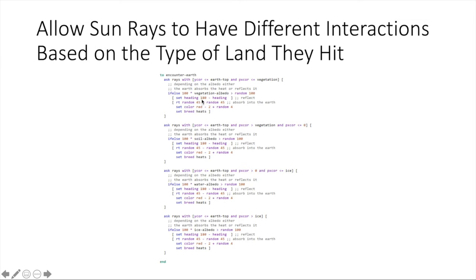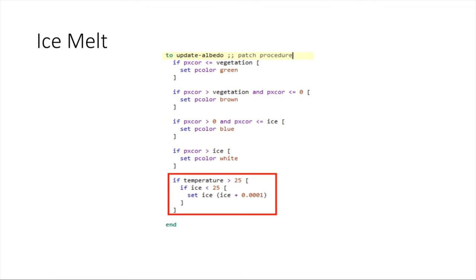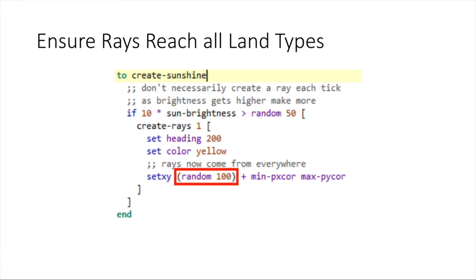So if they hit the vegetation, they're going to interact based on the albedo for the vegetation. If they hit the soil, they're going to interact based on the albedo for the soil, and so on. I added the functionality so that once global temperature reaches 25 degrees Celsius, it's going to start melting at a rate of 0.0001. I added code to ensure that rays reach all land types, because in the original model they would only hit a specific area of the surface.